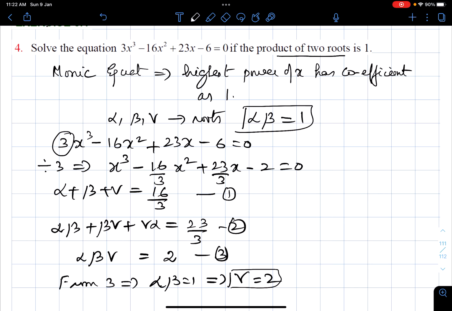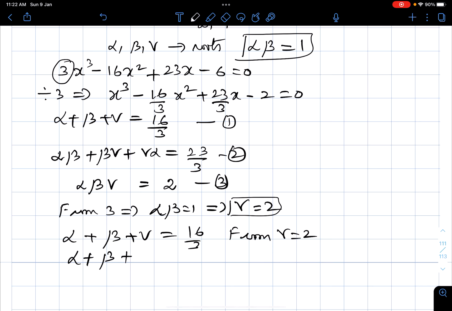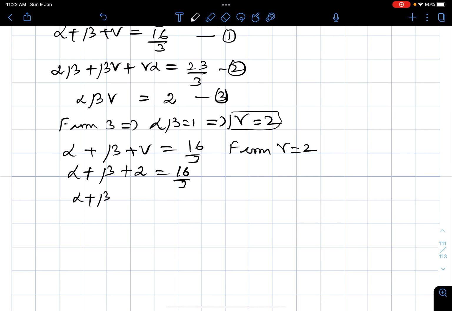Okay. Now taking the first equation, alpha plus beta plus gamma equal to 16 by 3, from 1. From this, gamma equal to 2, you are going to substitute here. So you will get alpha plus beta plus 2 equal to 16 by 3. When the 2 comes to the other side, you will get alpha plus beta equal to 16 by 3 minus 2. When you take the LCM, it is 16 minus 6 by 3, that is equal to 10 by 3.